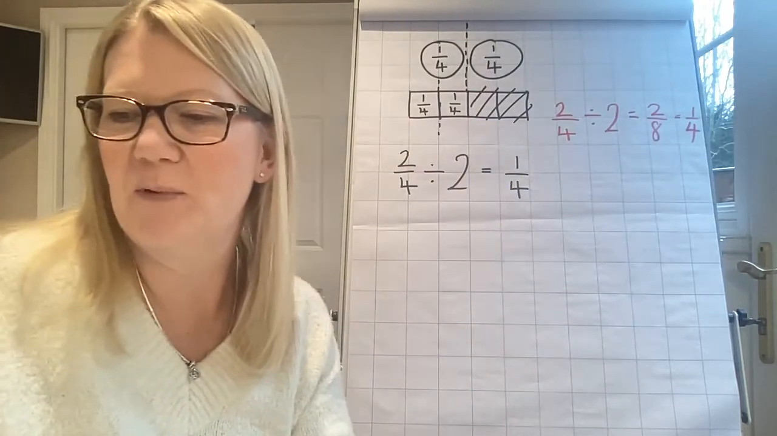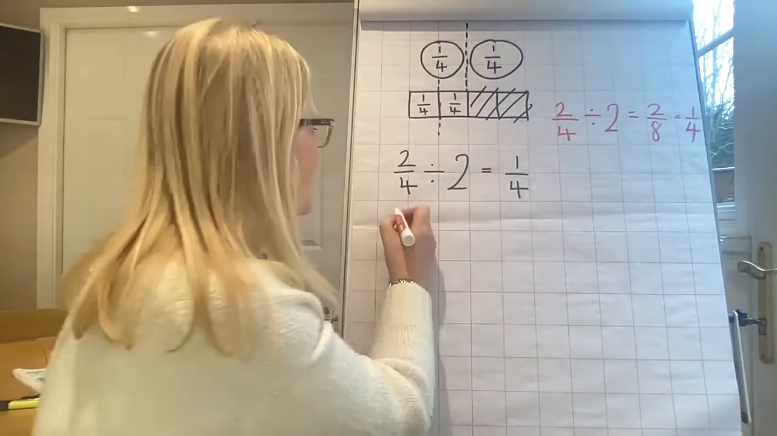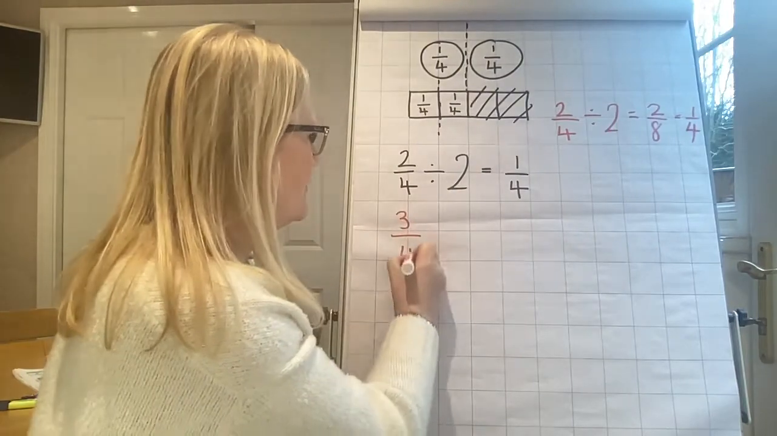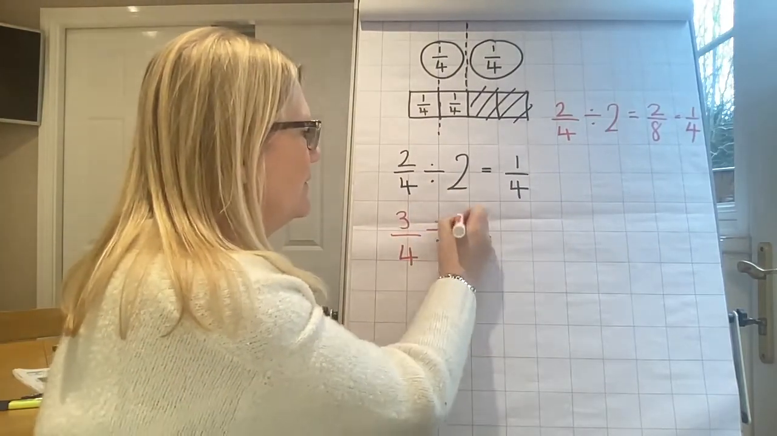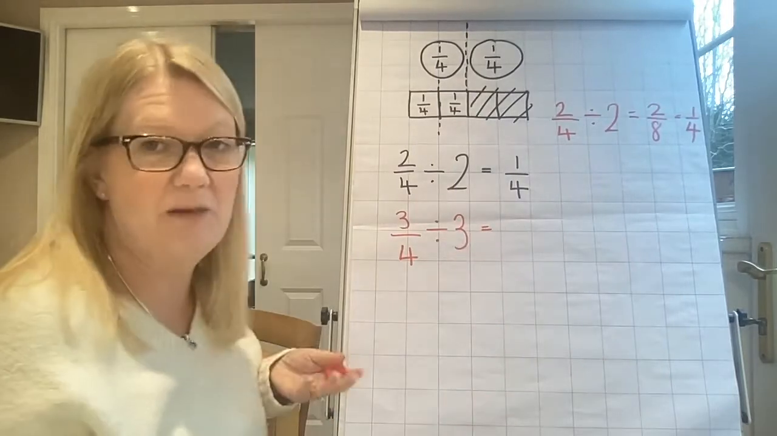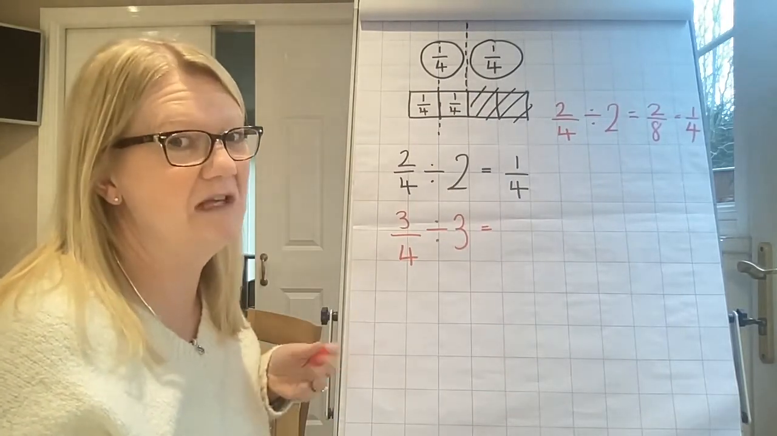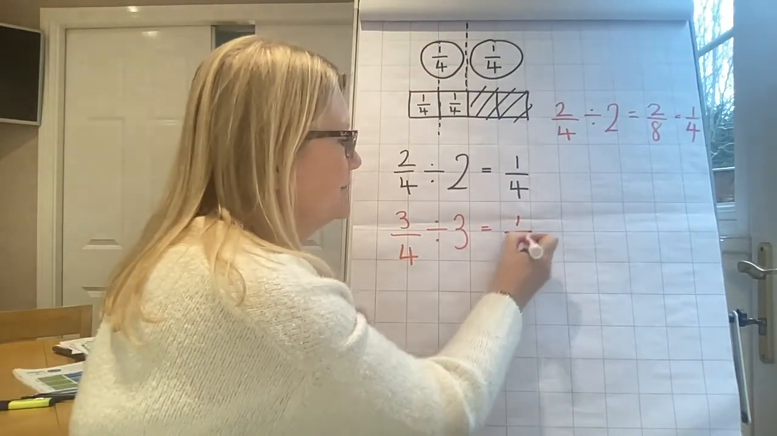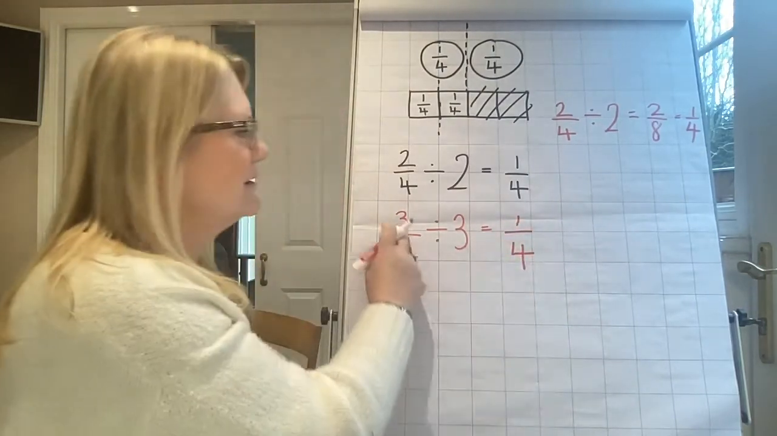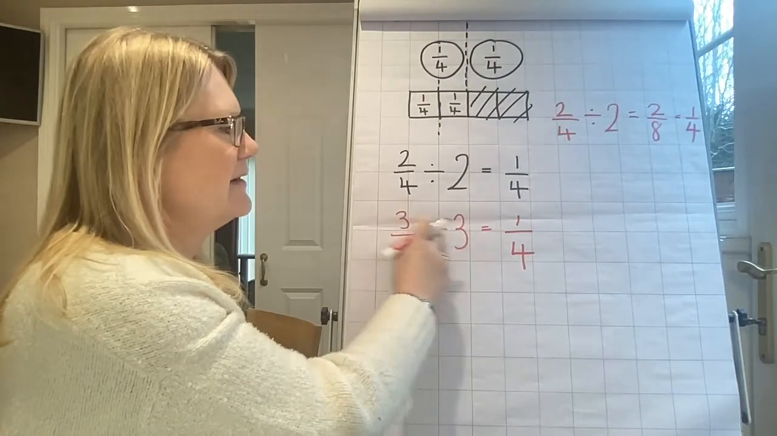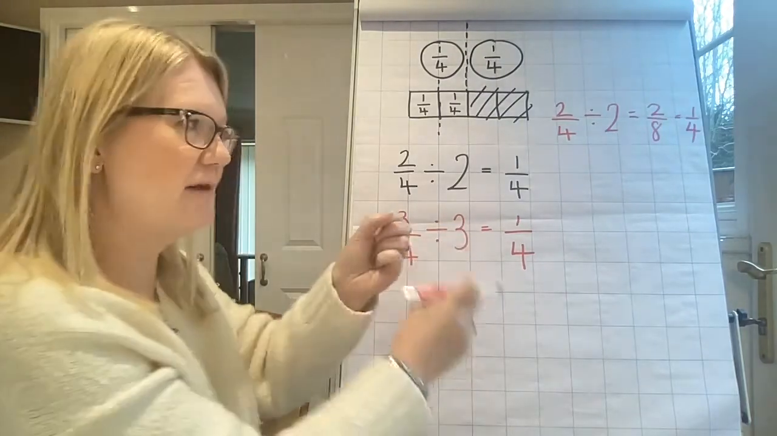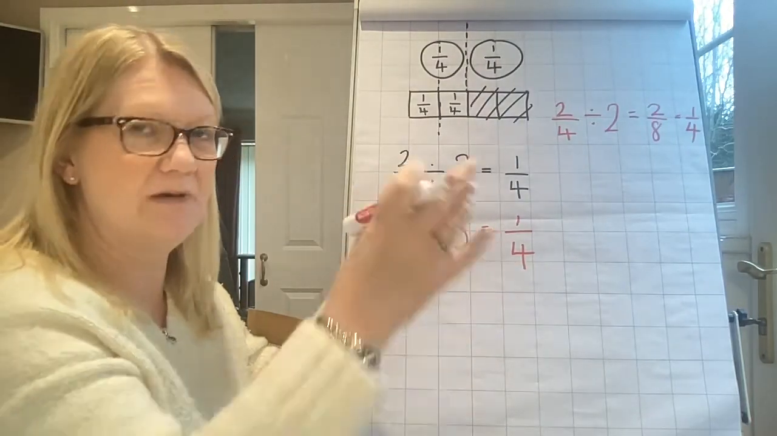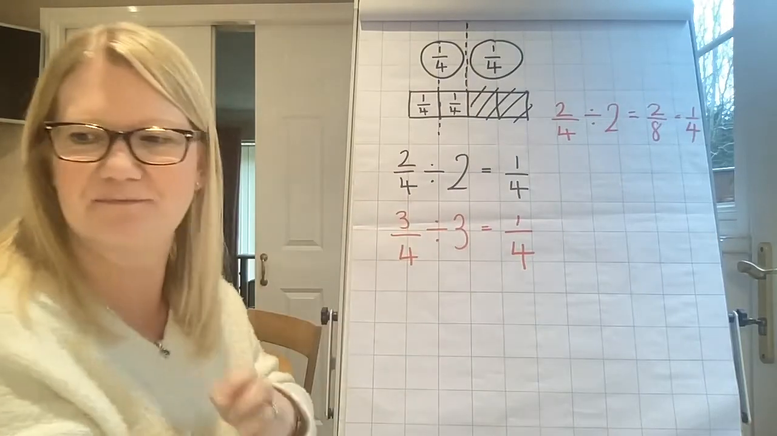So I'm going to do a couple more examples. Let's have a look at 3 quarters divided by 3. 3 bananas divided by 3 is 1. 3 quarters divided by 3 is 1 quarter. Divide the numerator by the divisor. We've got 3 of them and we're literally dividing them equally.